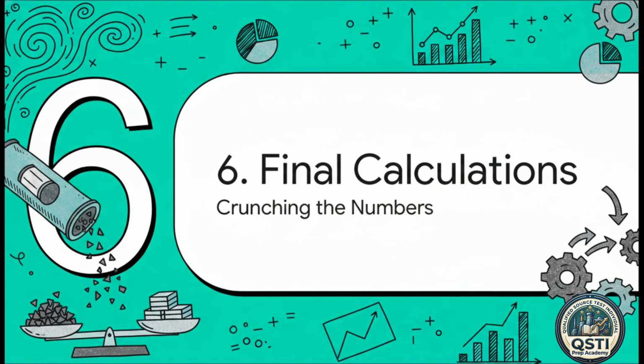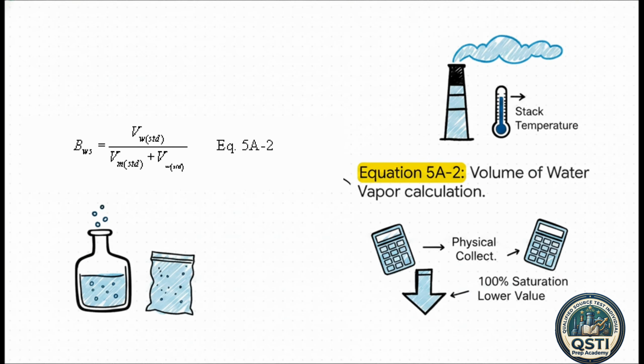And finally, Section 6, Calculating Final PM Emissions. Let's slow down and translate our recovered physical samples into the hard, regulatory data that facilities actually use to prove compliance. First up, we calculate the moisture content using equation 5A-2. Now, what's totally crucial to remember here, and the EPA is very specific about this, is that if you're dealing with saturated gas streams or streams with water droplets, you actually have to do 2 calculations.